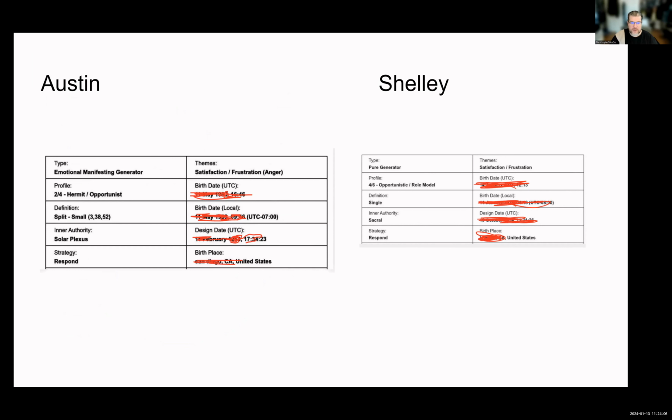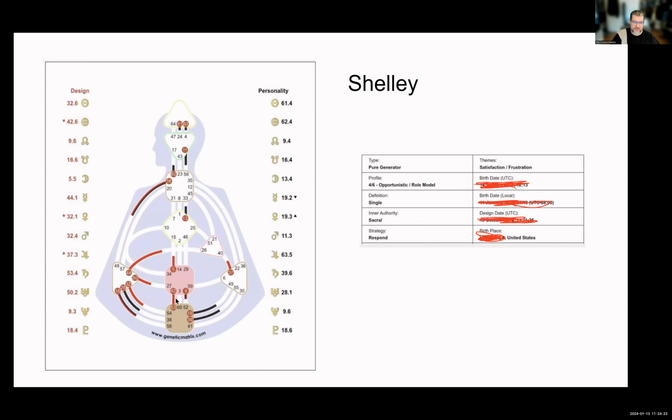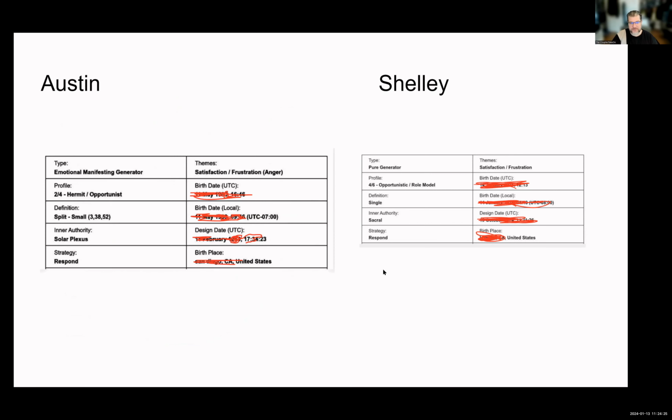Okay. So let's compare and contrast me and Shelley. Shelley: generator, sacral authority, opportunistic role model. Her definition is single. You saw that earlier, just the single definition, 42 to 53 connection. Those are called gates. And for me: emotional manifesting generator, hermit. Usually I'm cool with doing stuff myself. And then there's an opportunity, I'll come to that.